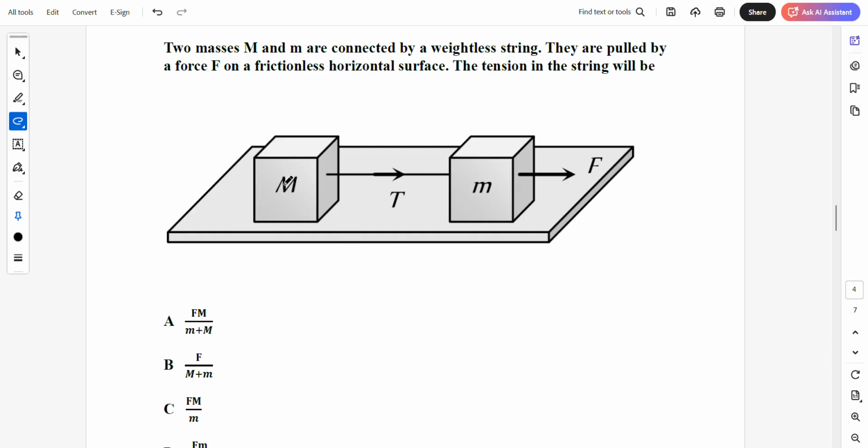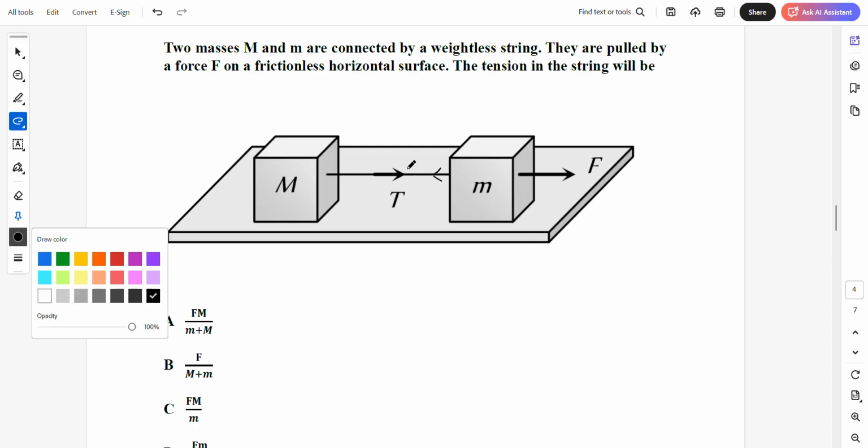Two masses, capital M and small m, are connected by a weightless string. They are pulled by a force F on a frictionless horizontal surface. You are supposed to calculate the tension in the string. What is meant by tension in this string? Here a block is there of mass M. Here also a block is there of mass m. Now there will be a tension here.